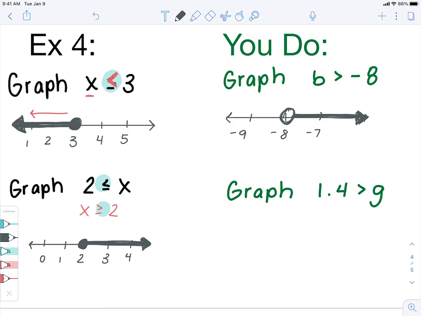What about the next one? Is that ready to graph? Not really, right? It's backwards. Let's flip it around. I noticed the inequality is pointing at the G, so I still want it to point at the G. Then I put my 1.4. So I have G is less than 1.4. I go in and draw my line.